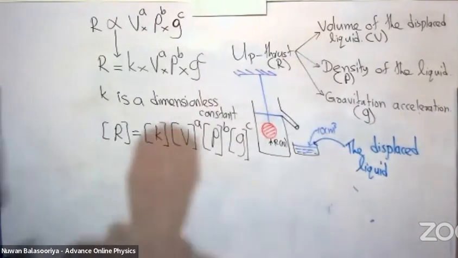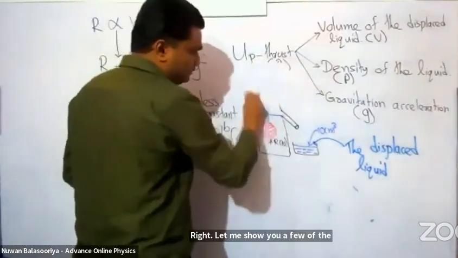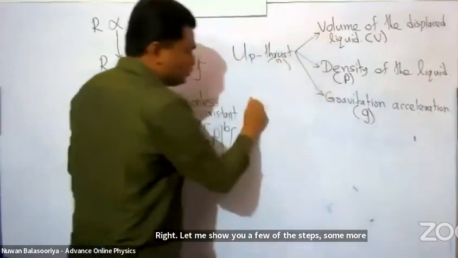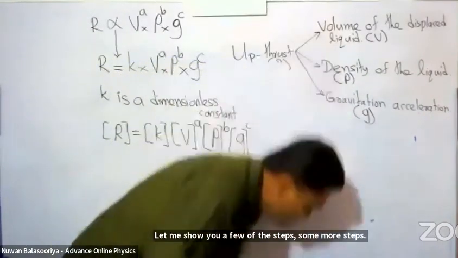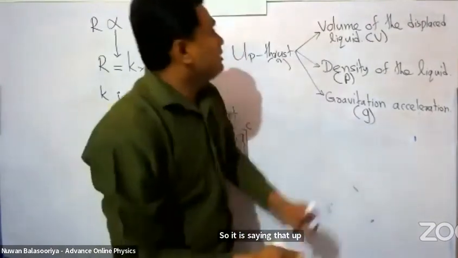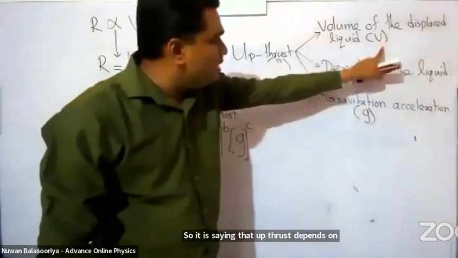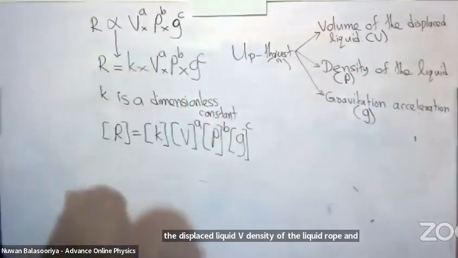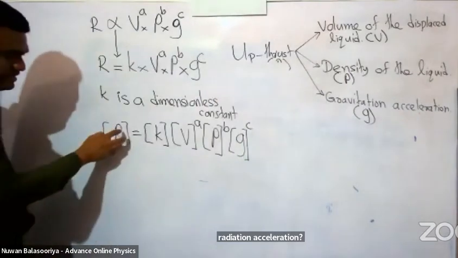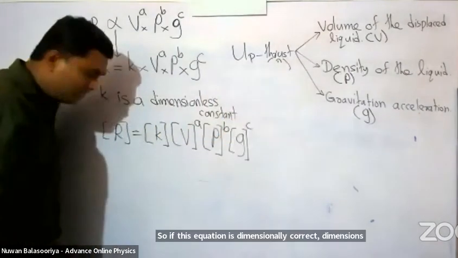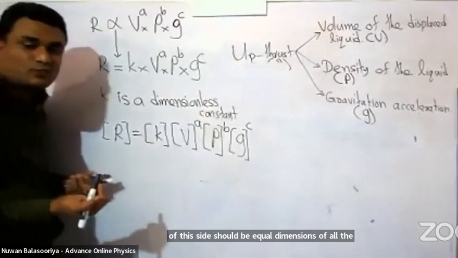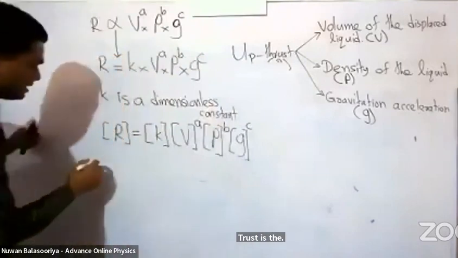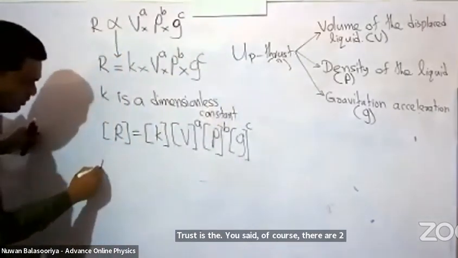Right. Let me show you a few more steps. It is said that upthrust depends on the volume of the displaced liquid V, the density of the liquid rho, and gravitational acceleration g. If this equation is dimensionally correct, the dimensions of this side should be equal to the dimensions of all the terms on the other side. Upthrust is a force. Therefore, the dimensions of upthrust should be equal to the dimensions of force.